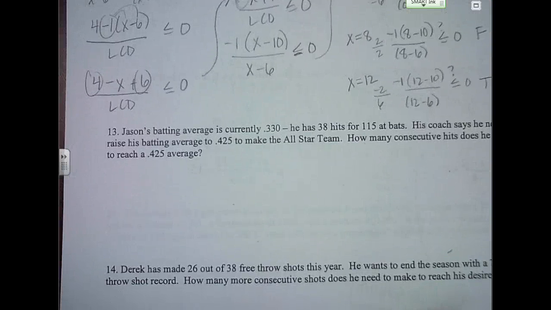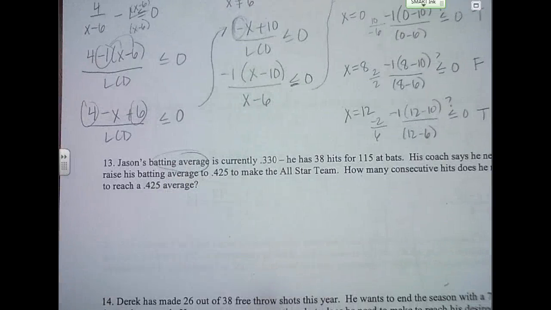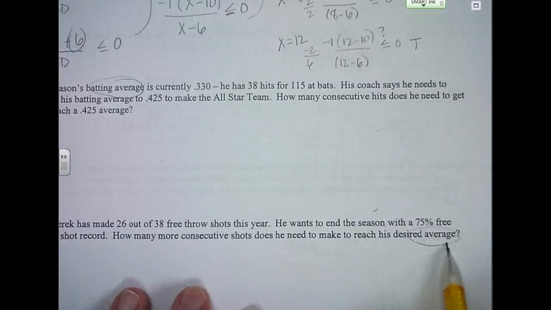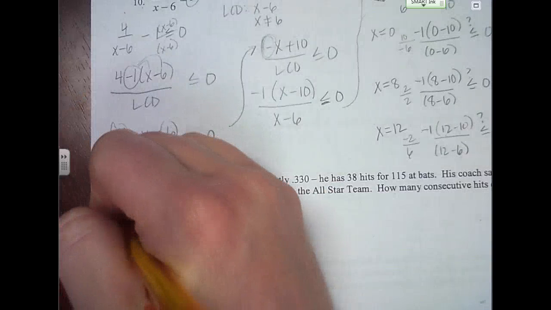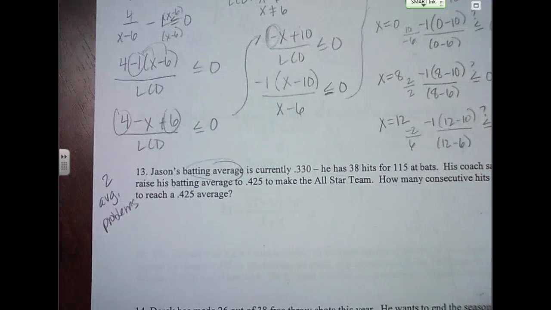Okay, number 13, we have a batting average, and number 14, we have the average for the free throws. So there's going to be two average problems on the test. Okay, so we're going to do 13 and 14.